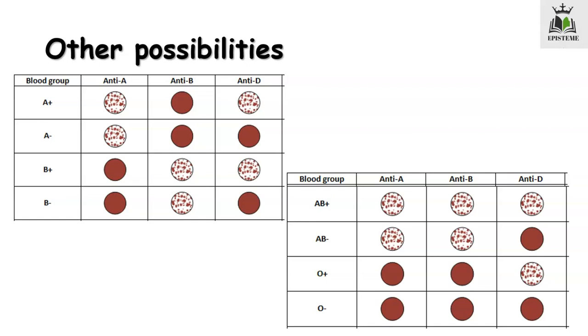And in case the blood group is O positive, then positive means the D antigen is present. D antigen present means the D antigen will bind to the antiserum D. This way we can determine the various types of blood groups depending upon the agglutination reaction.